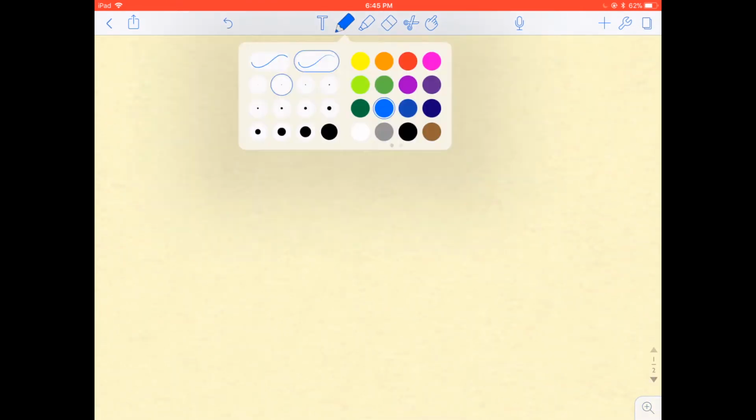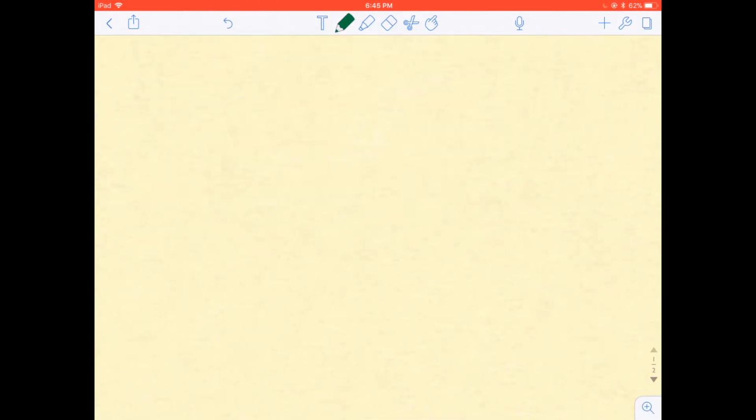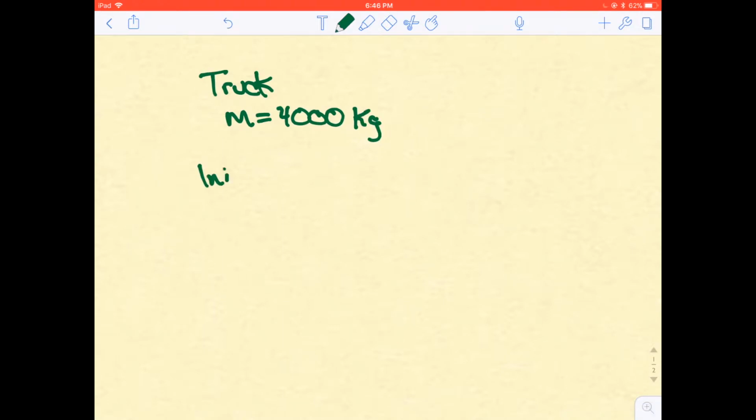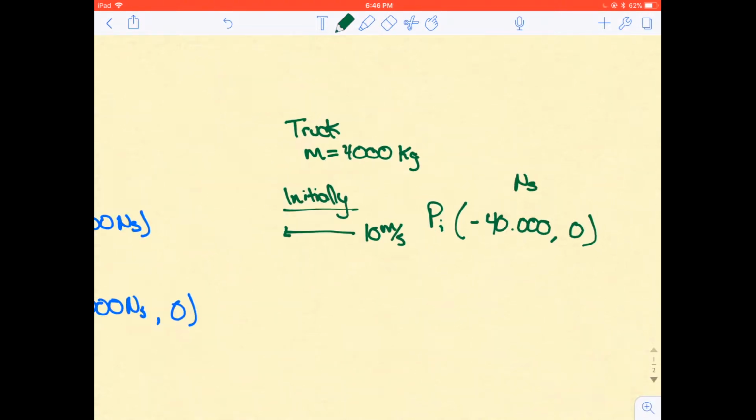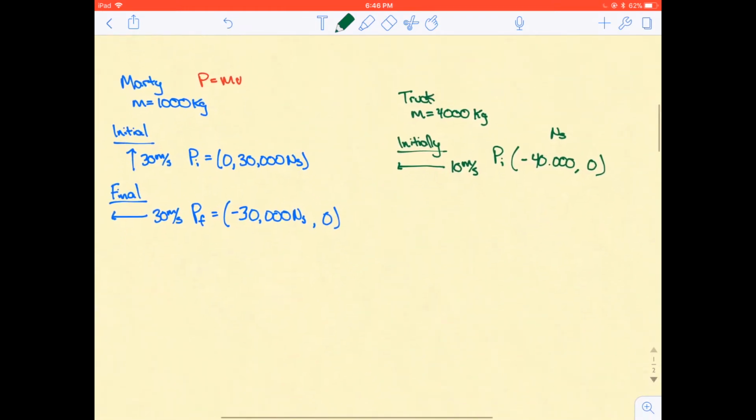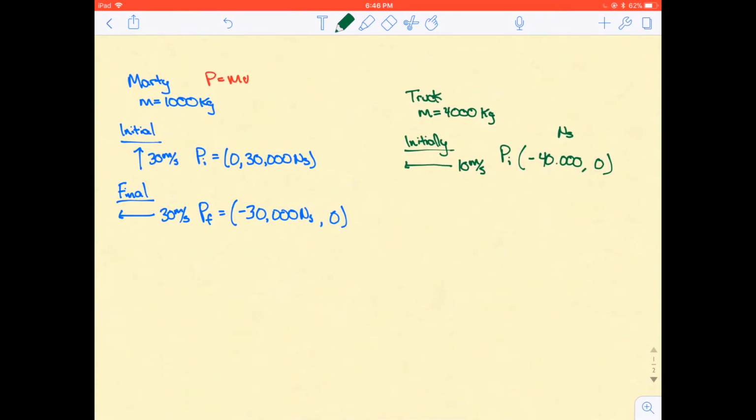The problem also tells you about the truck. Its mass is 4,000 kilograms, and initially it is traveling west at 10 meters per second. So, like we've been doing, the momentum of this would be negative 40,000 and 0. Of course, this is in Newton seconds. So that's basically all the information we're given at this moment.